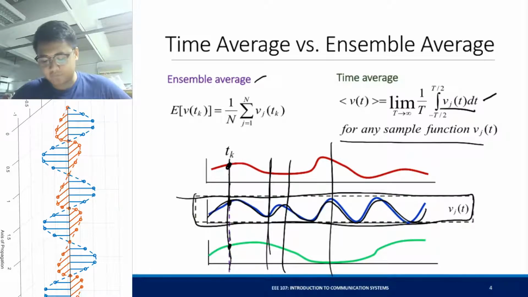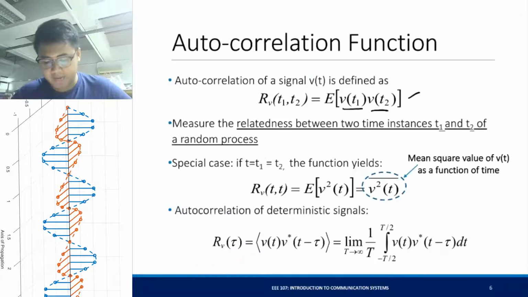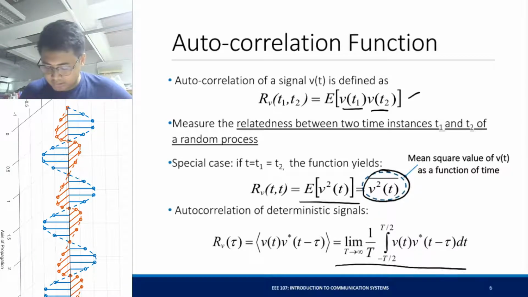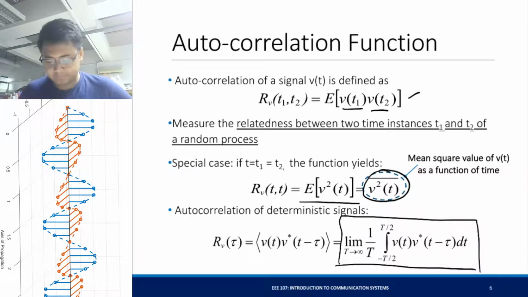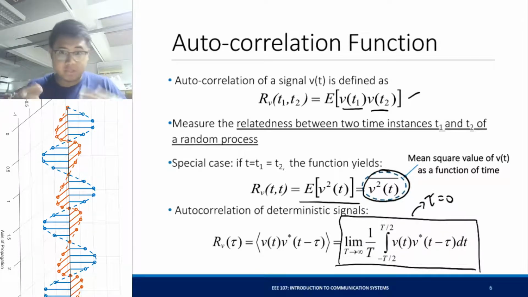The autocorrelation of the random process at the same snapshot in time gives you the mean square value of the function as a function of time. You're trying to get the mean square value. Now, we can actually apply the autocorrelation to deterministic signals also. And for deterministic signals, instead of having an expectation, we have an integration. And if tau here is equal to 0, that means you're getting a snapshot in time, and say there's no delay between your two signals.